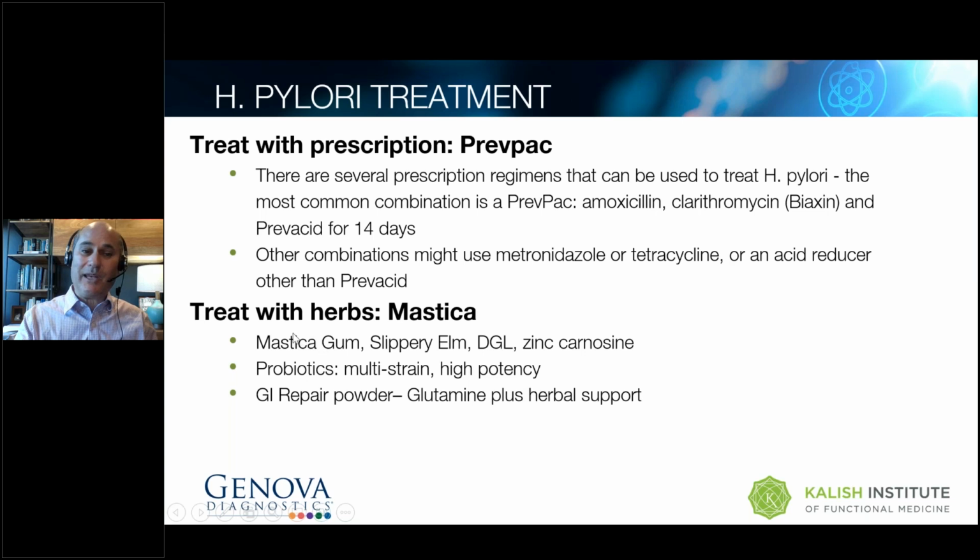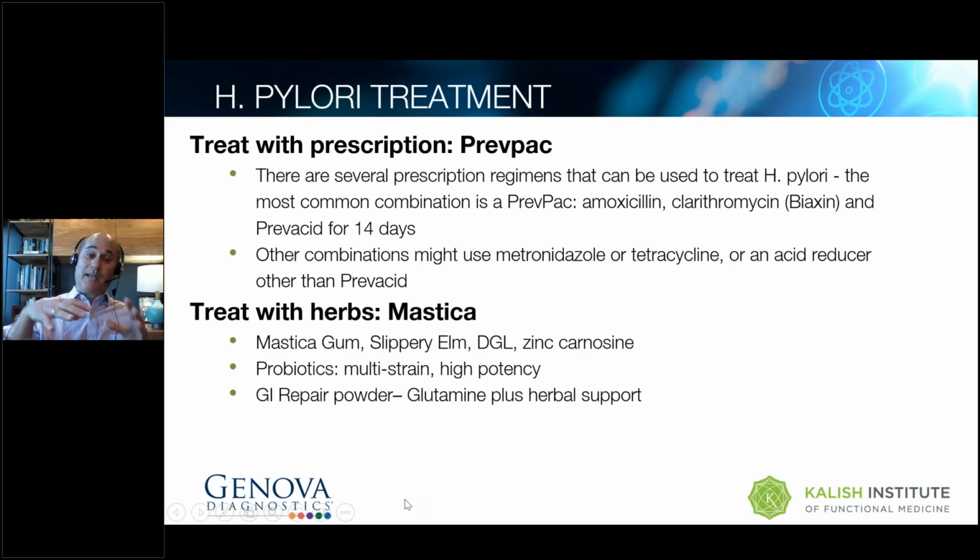But the most important ingredient in all this is the mastica. You want to give the mastica after a month or two of preparatory work, and along with some anti-inflammatory, calming-things-down type herbs like slippery elm or DGL. And sometimes you can run all these things together: the mastica plus the anti-inflammatory stuff, plus the probiotics, plus the GI repair powder.